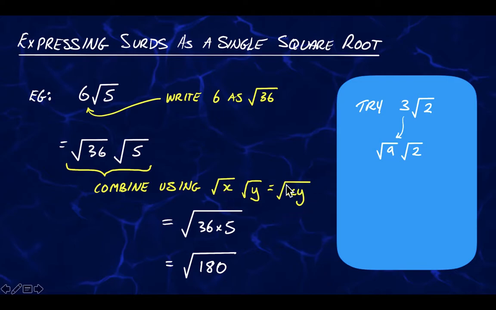Undoing this law, I can now combine the 9 and the 2 together to write the square root of 9 times 2, which is the square root of 18. So 3 root 2 is the same thing as root 18. We've written it as a single number inside a square root form. Good job, well done.